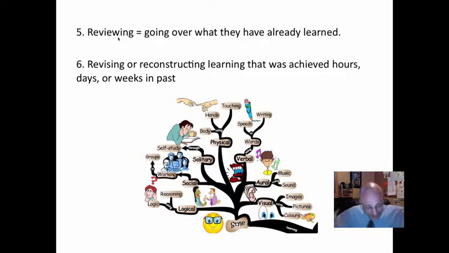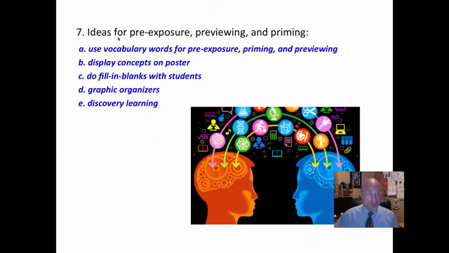Not review, but revising and reconstructing. We don't replicate reality with our memory. We reconstruct and revise reality. We make up for the erosion or memory loss by projecting in and filling in the blanks. So having students do a simple mind map, semantic map, or reteaching of things covered in the past is a way for them to revise or reconstruct learning.